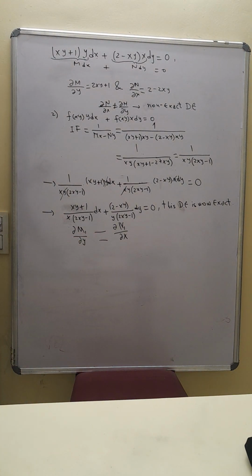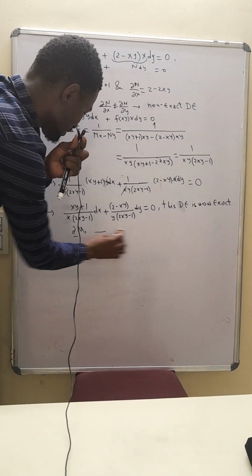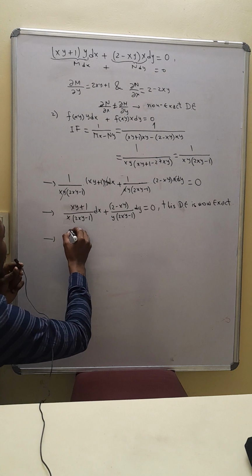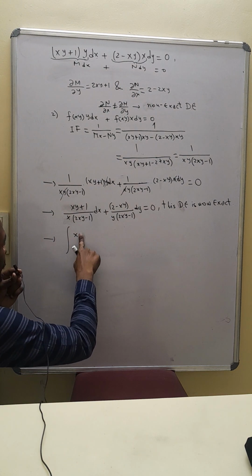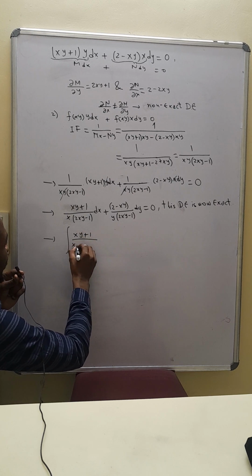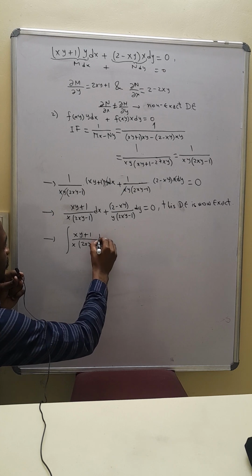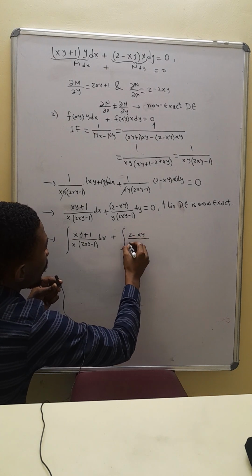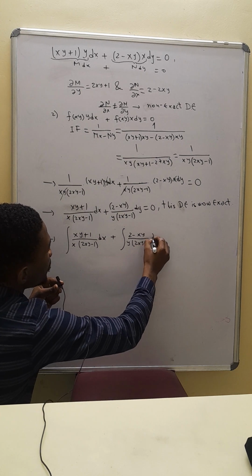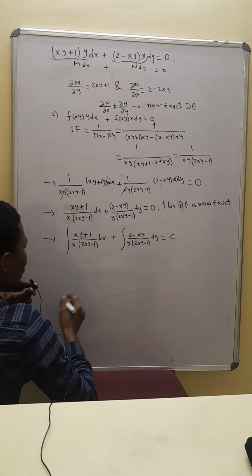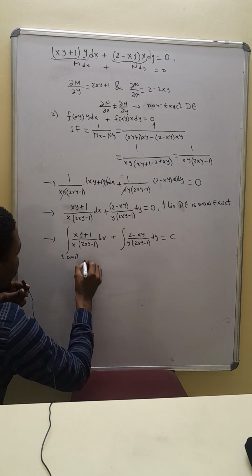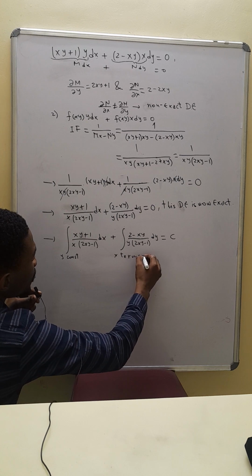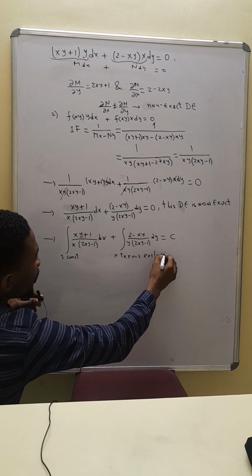Okay? So now that they are exact, how should we solve? We should apply now the integration of (xy plus 1) all upon x(2xy minus 1) dx plus the integration of (2 minus xy) all upon y(2xy minus 1) dy must be equal to c. Now see, here y must be a constant, and x terms for the second integration must be excluded.